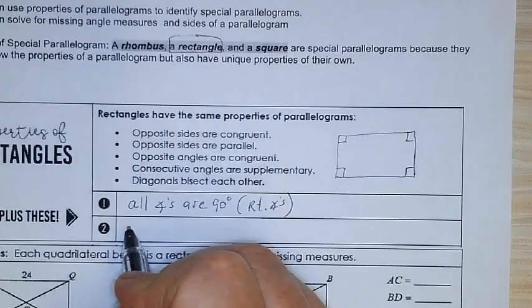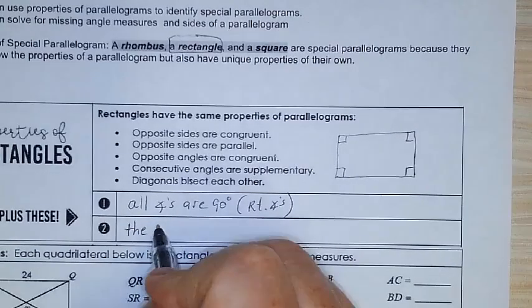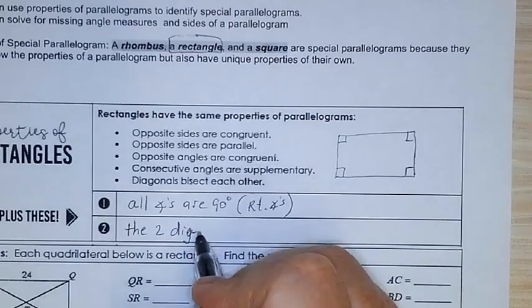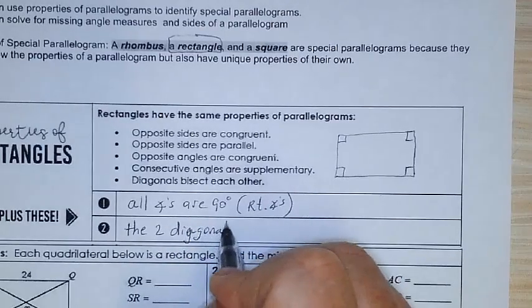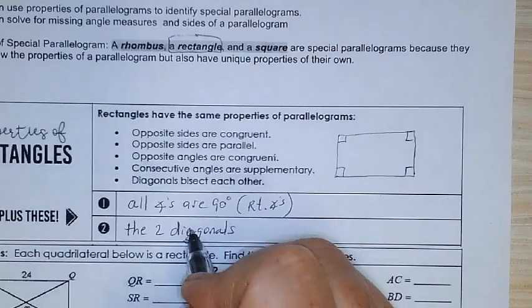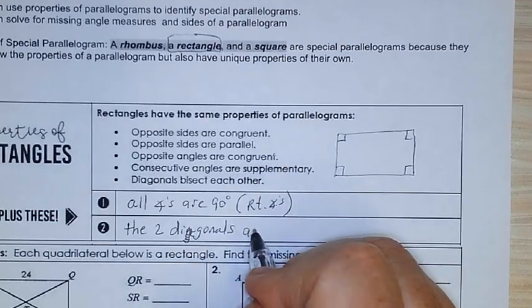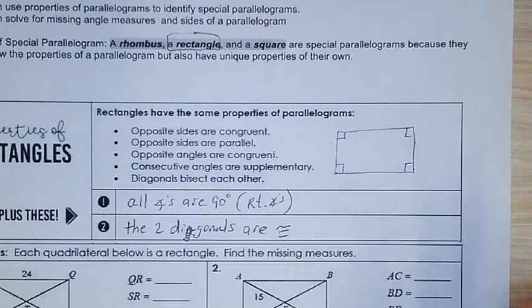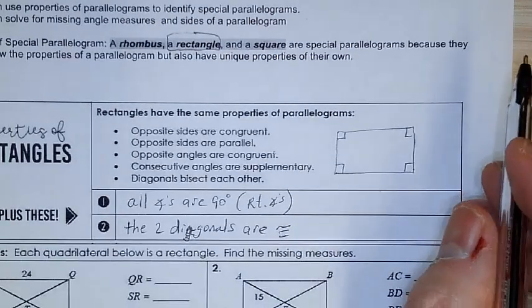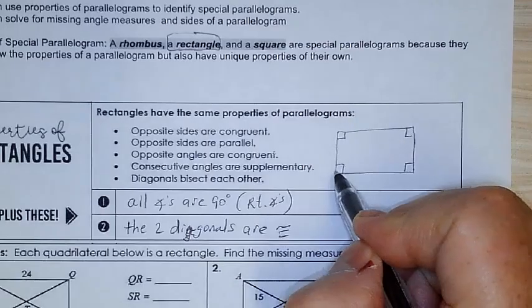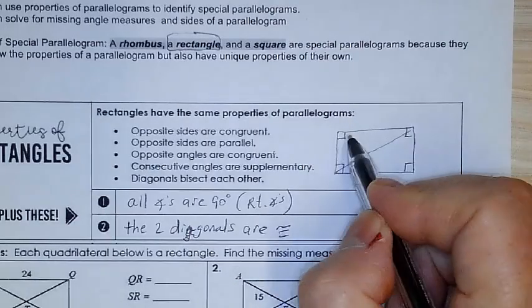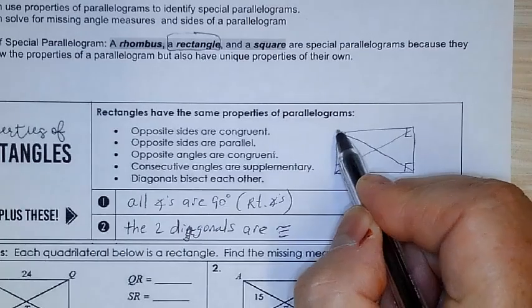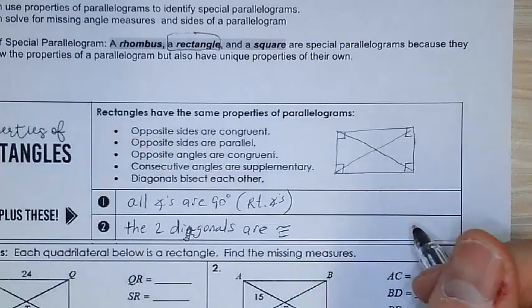Not only that, but the two diagonals are congruent to each other. In other words, this diagonal from that corner to that corner is the same length as the diagonal that goes from this corner to this corner. They are congruent.